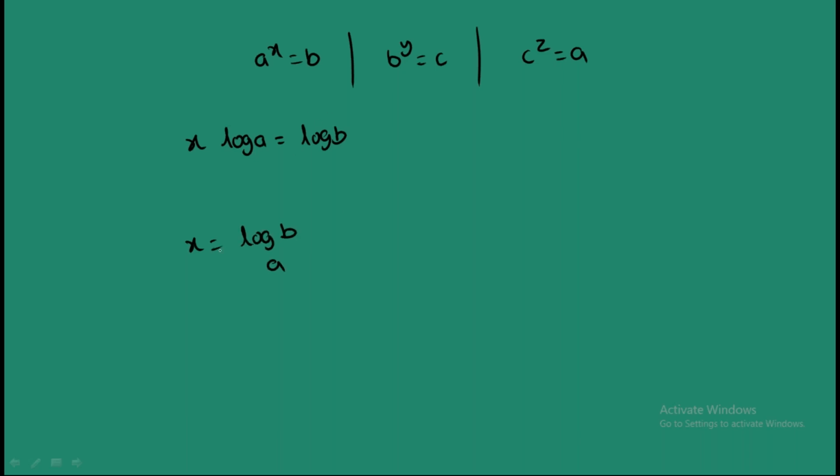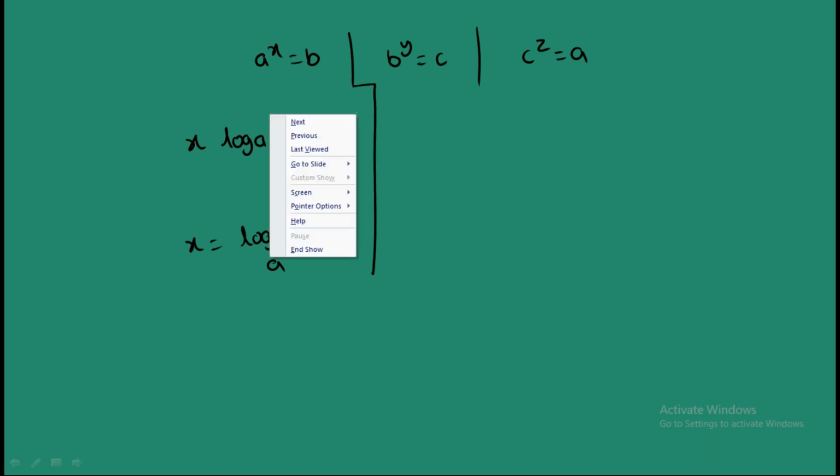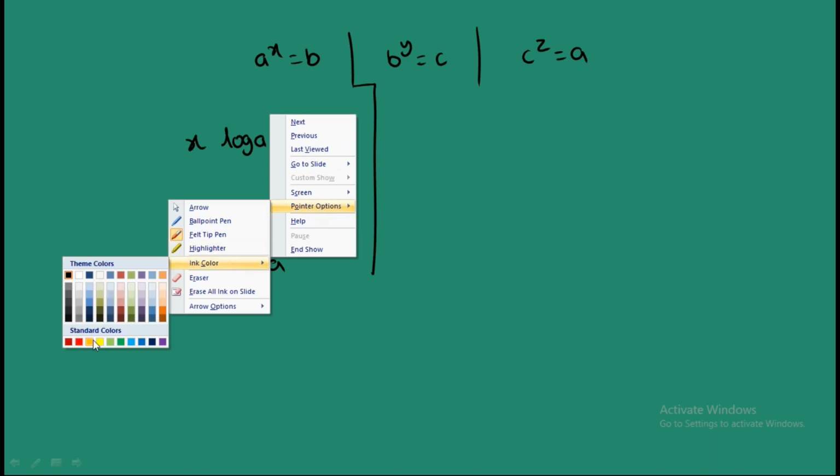Yeah. What is the other method? a power x equal to b power y is c power z is a, right? Take logarithm on both sides. x log a is nothing but equal to log b. Here we can say x is nothing but log b base a. If you just observe, this is nothing but x equal to log b base a. You just take logarithm on both sides. Log b by log a is nothing but log b base a.